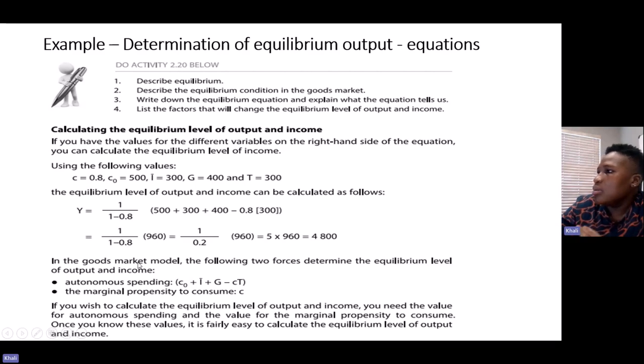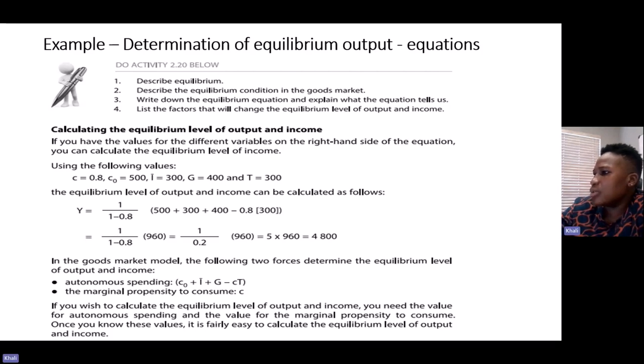So basically, to determine your equilibrium output, you are substituting your given values into the equilibrium output equation. Y equals 1 divided by 1 minus c, times autonomous spending. Autonomous spending is C0 plus investment plus government minus c times T. So I hope it's clear how to determine equilibrium output.